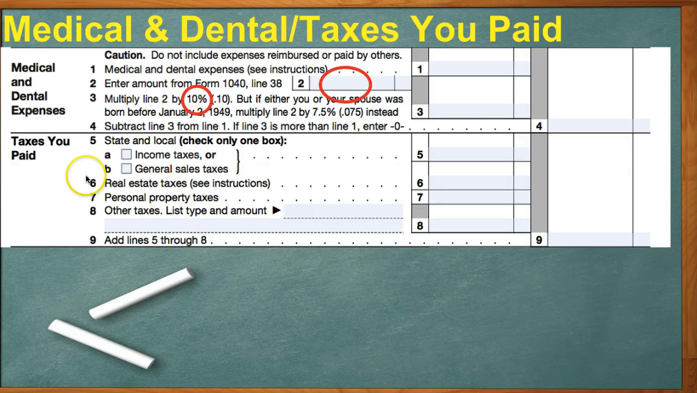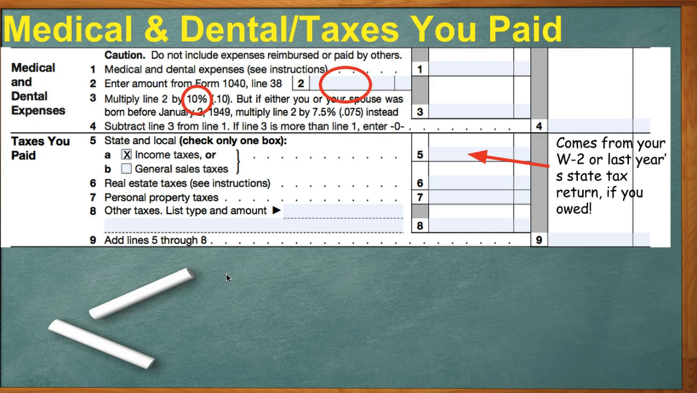The next category is the taxes you paid. First, we have state and local. You either get to deduct your income taxes that you pay for the state of Colorado if you live here or a different state, or you can choose to deduct the sales taxes you pay when you purchase goods and services. Generally, most people choose the income tax route because that yields a greater deduction.